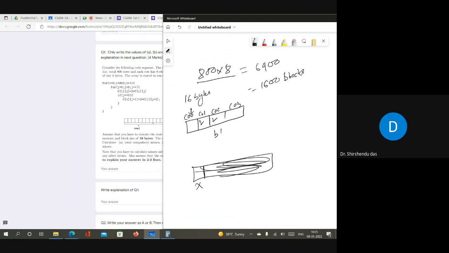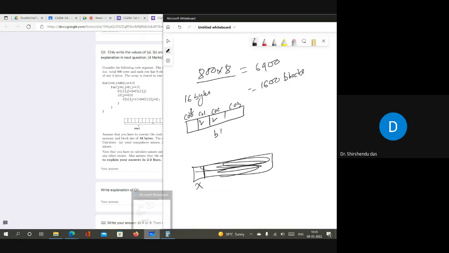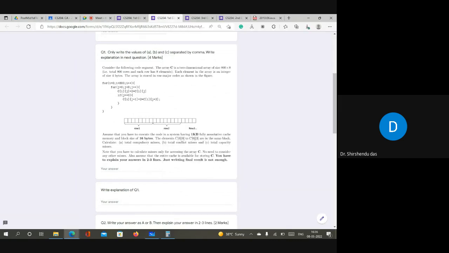Here you can see that all the blocks you are fetching only once. The total compulsory misses here was 1600. So what will be the capacity miss? Some of you may write that, sir, the capacity miss is 0, because all the misses are compulsory misses, every miss is a new miss. I will accept this logic also: if someone has written the answer of capacity miss as 0, because there is no capacity miss as all are compulsory misses, I will consider it.